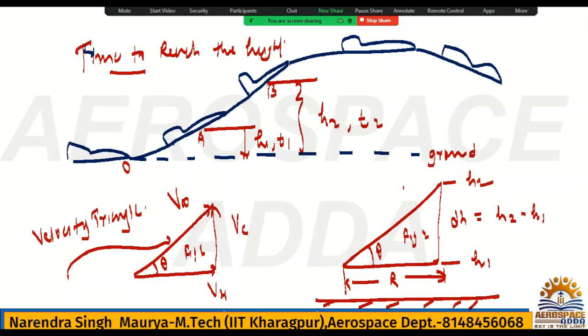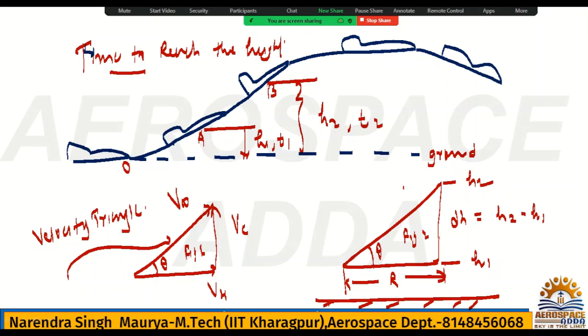And whatever time it has taken to reach from h1 to h2, it is also, because time is what? It is a scalar quantity, it is not a vector. So it doesn't matter whether it is horizontal or vertical, you can use it anywhere. But velocity is what? A vector quantity. For that reason I'm saying vertical velocity, because it is a vector quantity. So I have to tell you the direction. So direction is what? Vertical. Now you will understand, it's very easy.